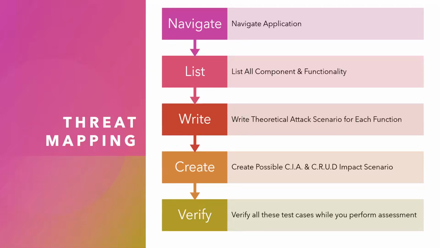While you are navigating, list down all the components and the functionalities. Once you have all the components and the functionalities, write down theoretical attack scenarios for each function. Like I said, for a function, I can do this, I can do that, I can perform XSS, I can perform SQL injection. Okay, you will have to create some theoretical attack scenarios. Create possible impact scenarios based upon the impact on confidentiality, integrity, and availability.